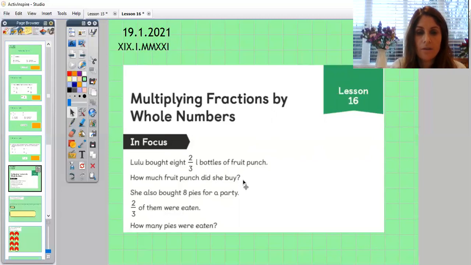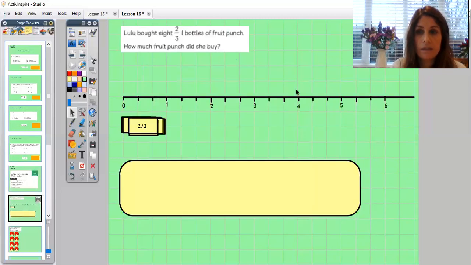Right, well done. Now, if you've struggled with that, you will want to have a look at this and just go through this together with us. So let's have a look. Lulu bought 8 2/3 of a litre bottles of fruit punch. How much fruit punch did she buy?